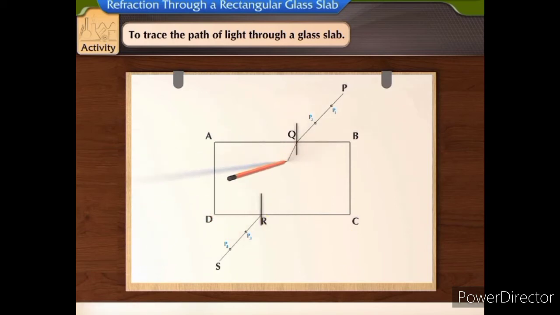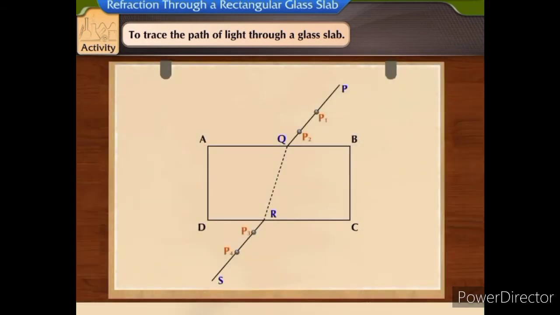Join the points Q and R. QR is the refracted ray. Thus, PQRS is the path of the ray of light. In the absence of the glass slab, the light would have travelled along the path PQT.